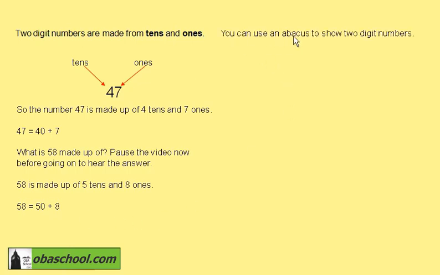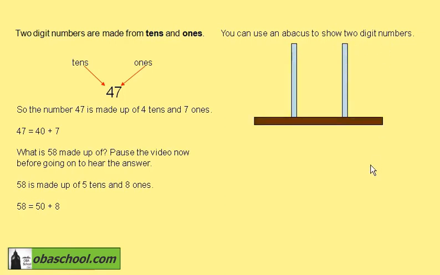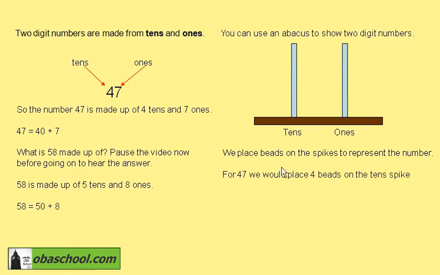You can use an abacus to show two-digit numbers. We put the tens on this column and the ones on this column. We place beads on the spikes to represent the number. For 47, we would place 4 beads on the 10 spike and 7 beads on the 1 spike.